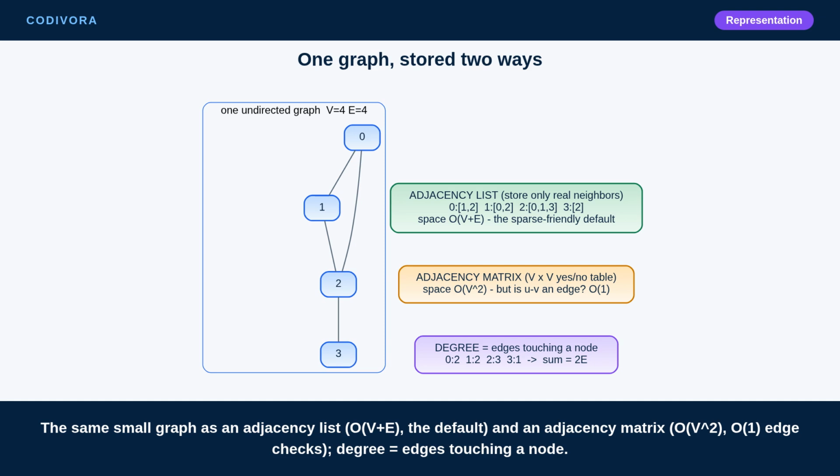And the degree of a node is just how many edges touch it. Add up all the degrees in an undirected graph, and you always get exactly 2E, because every edge is counted at both of its ends.